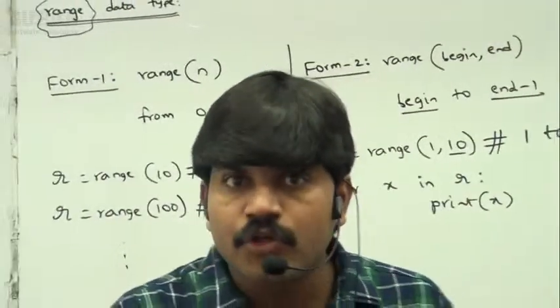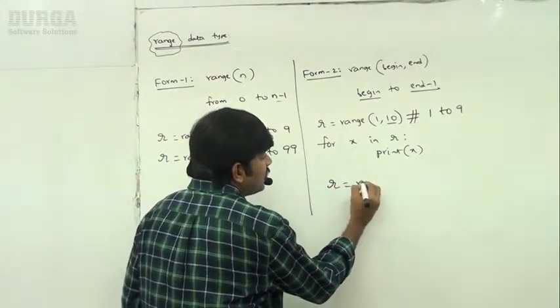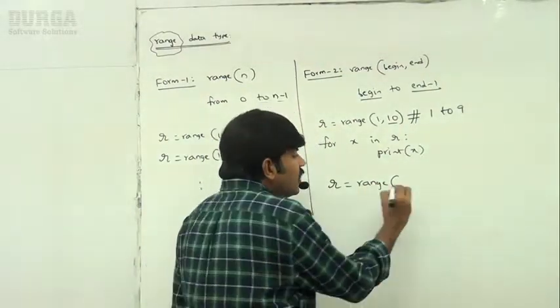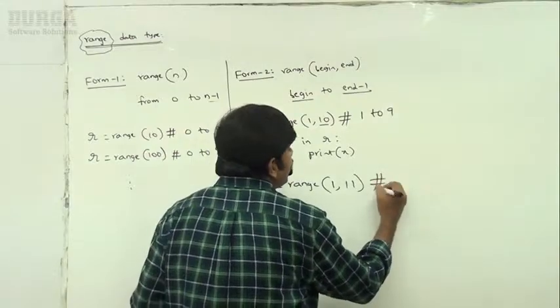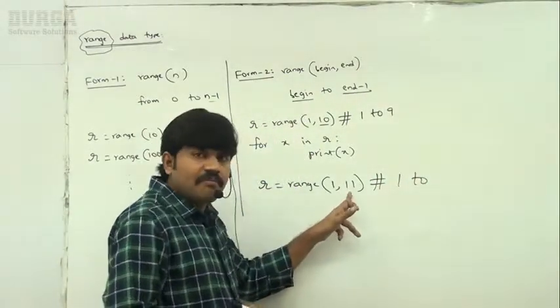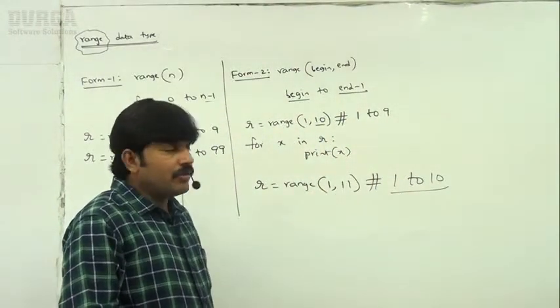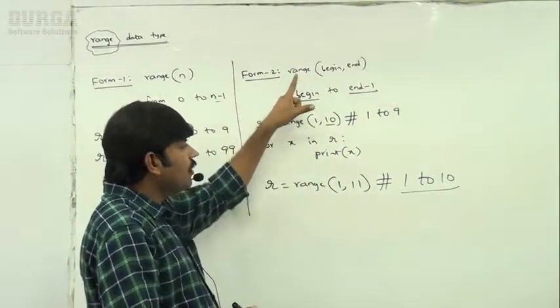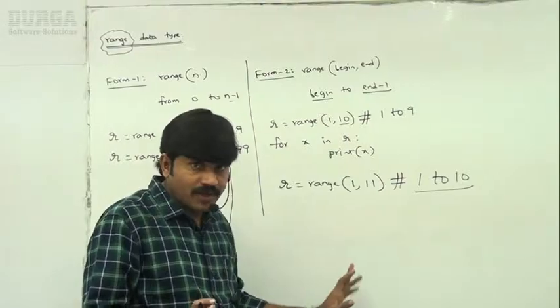Sir, I don't want 1 to 9, I want 1 to 10. If you want 1 to 10, including the 10 value also, then you have to take range of 1 to 11. Remember this one. Then obviously we get 1 to 11 minus 1, which means up to 10. Is it clear for all of you? So if you want to represent a range of numbers from begin to end, we have to go for form 2. Any explanation required? Clear, right? So form 1 and form 2.